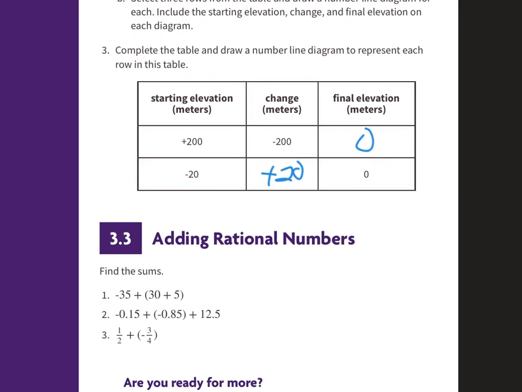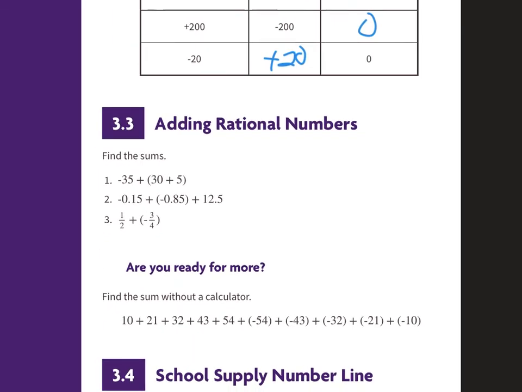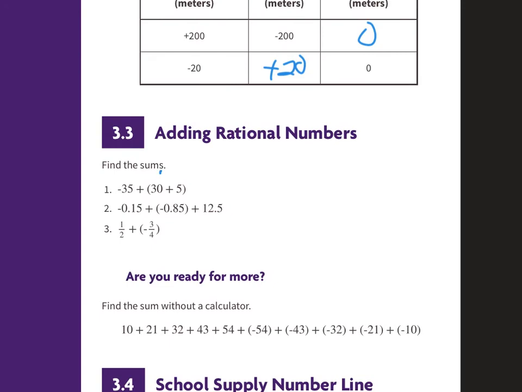All right, 3.3, adding irrational numbers. So find the sums. Well, 30 plus 5 is 35. So negative 35 plus positive 35 gives me 0. On these other two, we could spend the time trying to figure out what the numbers are, or we can just type it in our calculator.